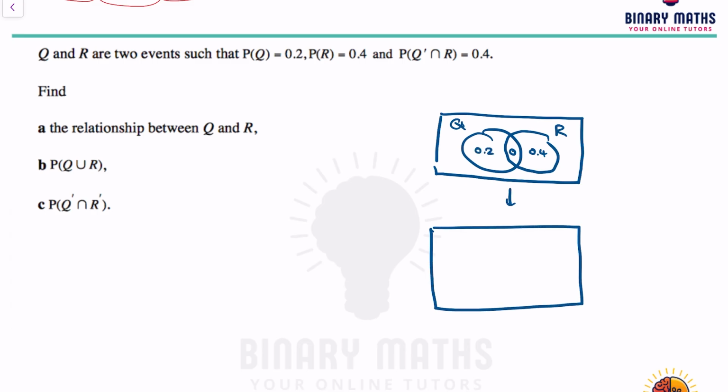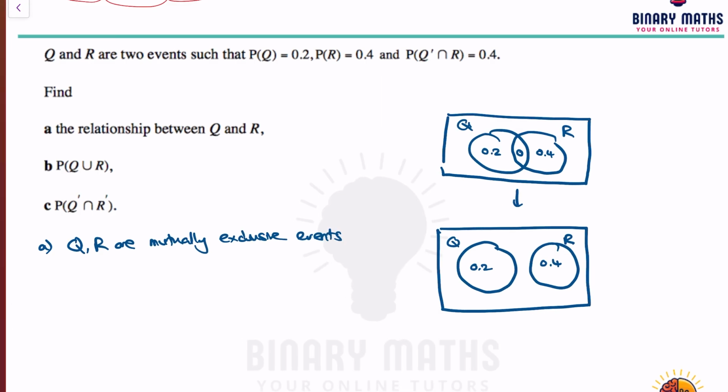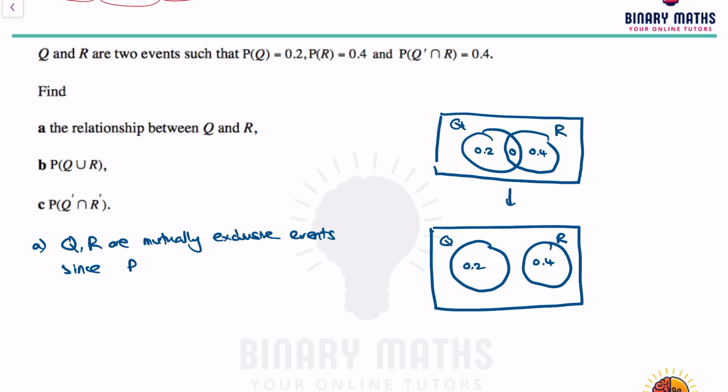which means I can redraw this as, because the intersect is equal to 0, then that means that I can draw them separately, 0.2 and 0.4, which means Q and R are mutually exclusive events. So Q and R are mutually exclusive events since probability of Q intersect R is equal to 0.